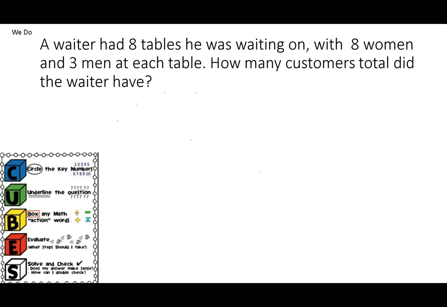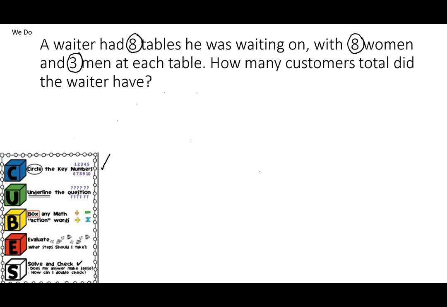So again, we're going to use our most valuable resource, which is what strategy? Perfect. Cube strategy. So the first step in the cube strategy is to do what? Perfect. Circle key numbers. So we're going to circle the number 8 because he had 8 tables. And then we're going to circle the number 8 again because there were 8 women at each table. And then we're going to circle the number 3 because there were 3 men also at each one of these tables.